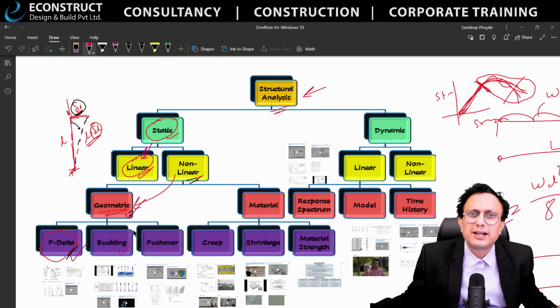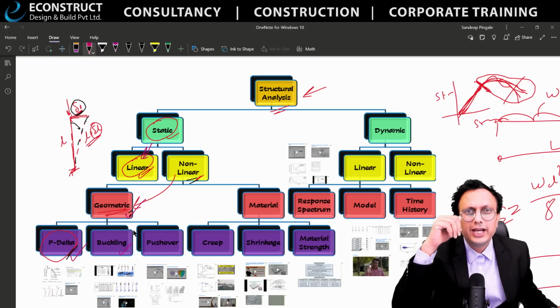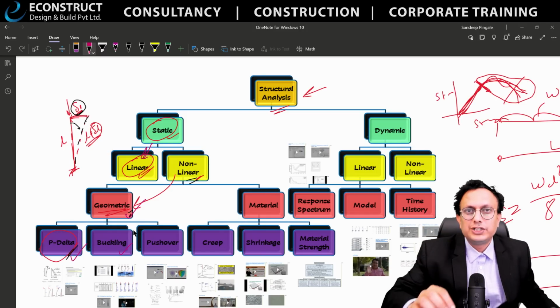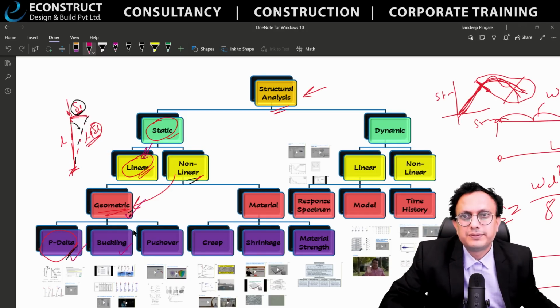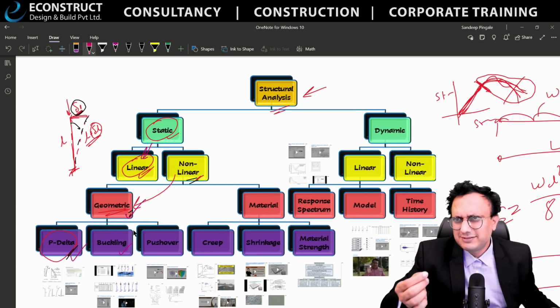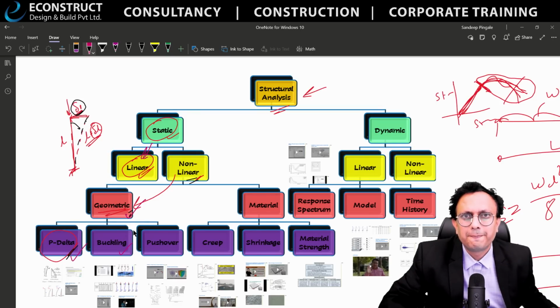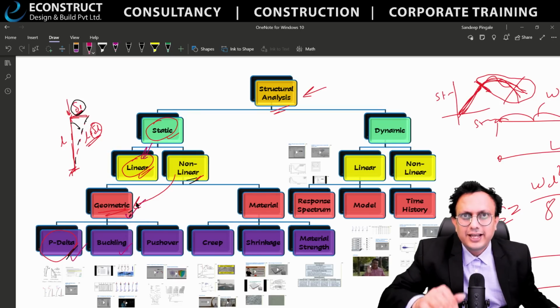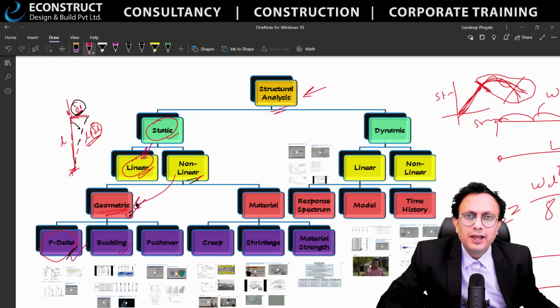What is buckling analysis? Let's say I give you one punishment to just stand up. Can you please stand for a minute for me? Yeah, please, thank you. Sit down. Now it is just for a minute, so it's okay. If I make you stand for 2 hours, still okay. 2 days, will you really stand? Come on.